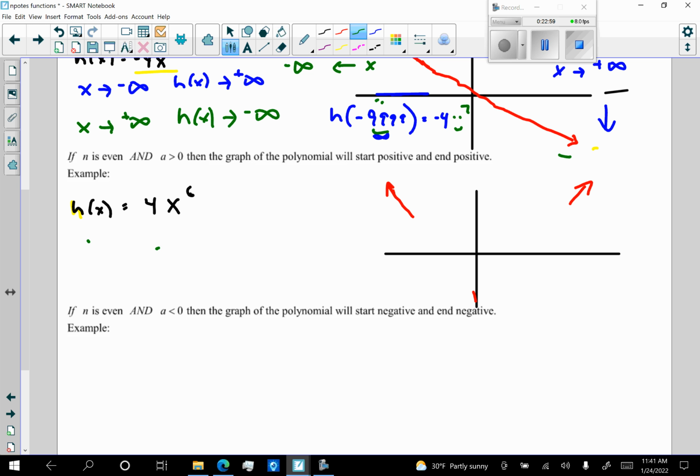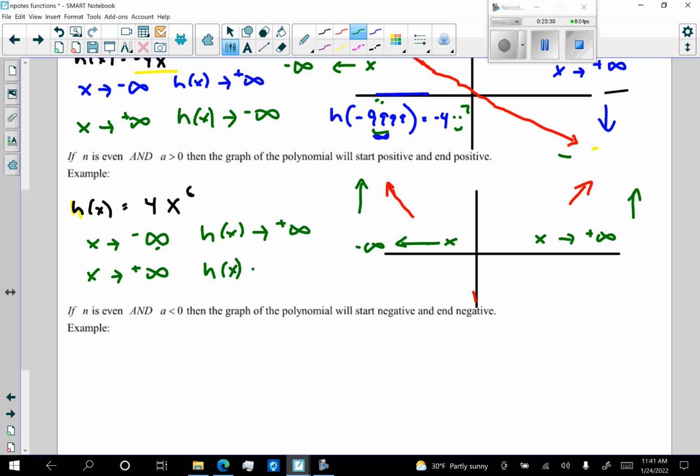And the statement I'm going to make is this. If x goes to negative infinity, the function goes to positive infinity. If x goes to negative infinity, the function shoots up. As x goes to positive infinity, the function shoots up as well. So as x goes to positive infinity, as x gets really, really big, the function is also going to get really, really big.